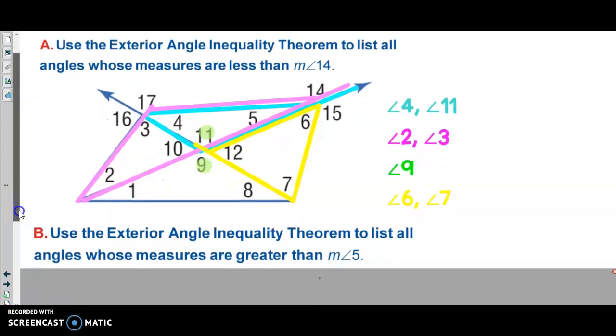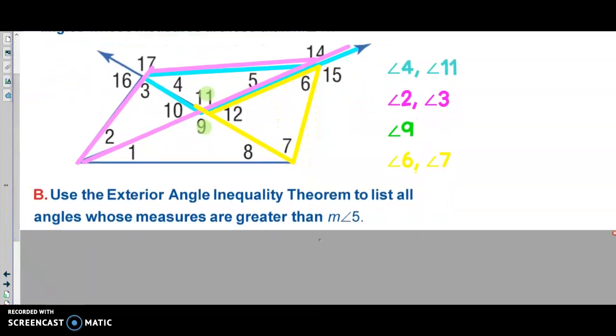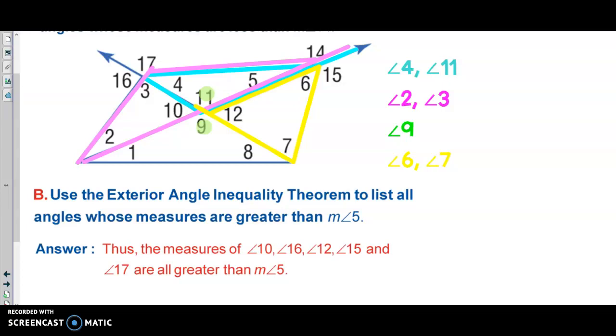Nice job. I hope it went well. So let's check your answer. You should have said that angle 5 is less than angles 10, 16, 12, 15, and 17. I hope that went well for you, and you can ask questions about that one if you need a little bit of follow-up.